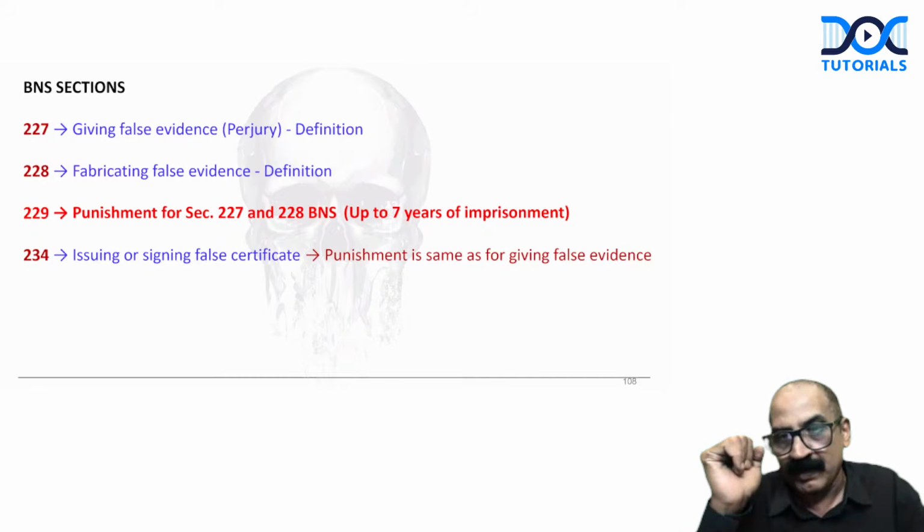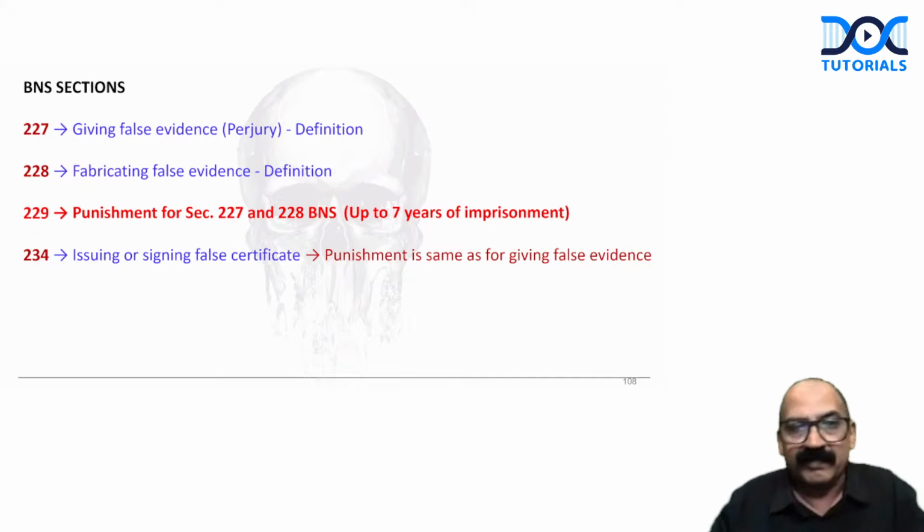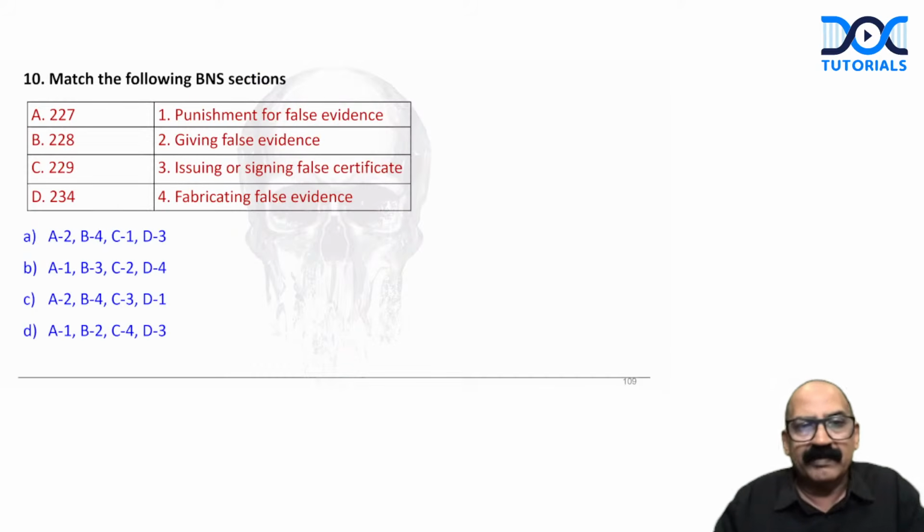Okay. Very important. 229. So 227, giving false evidence. 228, fabricating false evidence. Both are definitions. 229, punishment. And 234, issuing or signing false certificate.